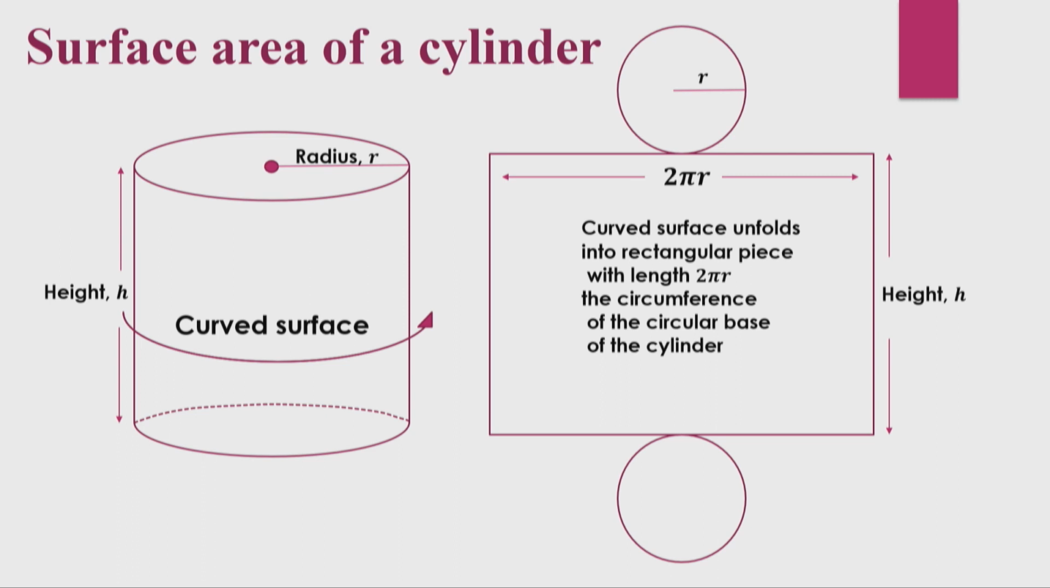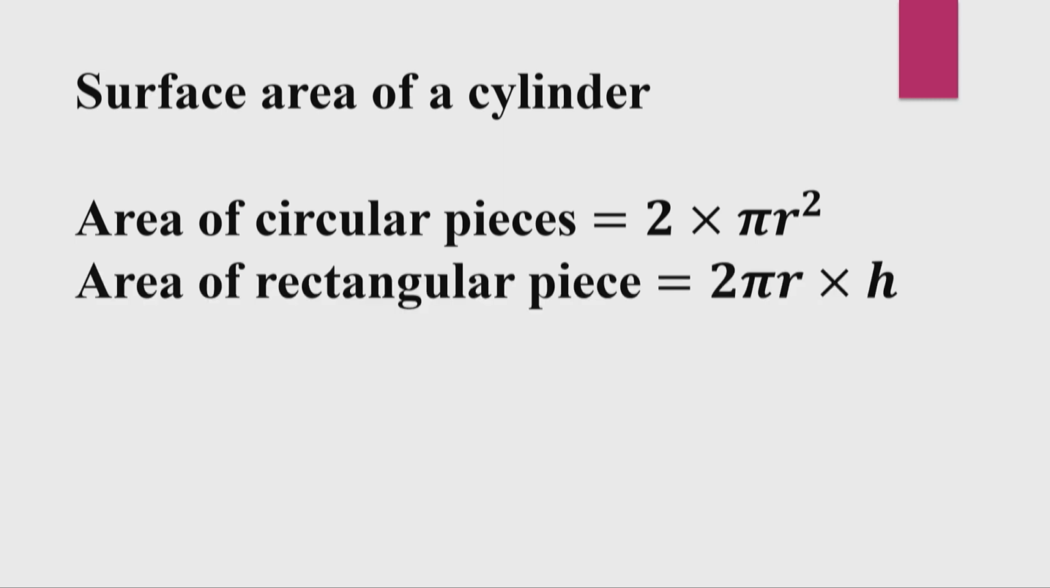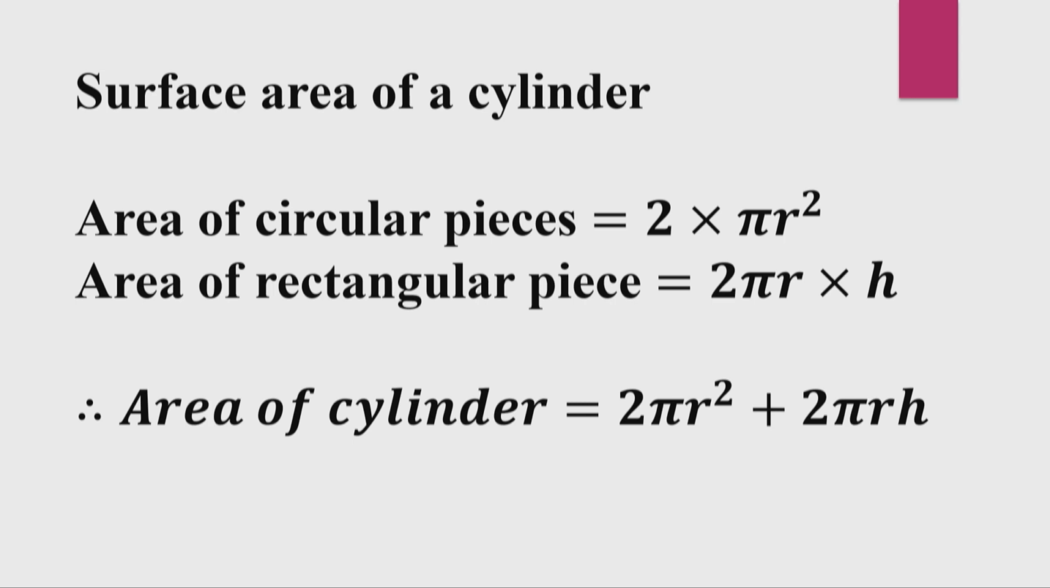The curved surface unfolds into a rectangular piece with length 2 pi r, the circumference of the circular base of the cylinder. The surface area of a cylinder. Area of the circular pieces is equal to 2 multiplied by pi r square. Area of the rectangular piece is equal to 2 pi r multiplied by h. Therefore, area of cylinder is equal to 2 pi r square plus 2 pi r h.